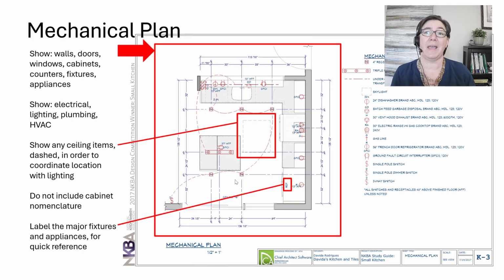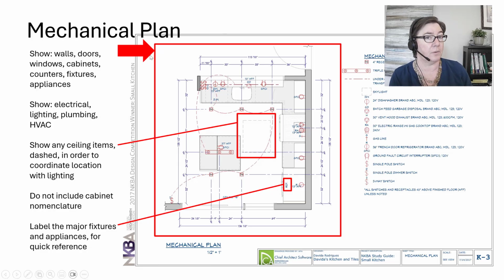Let's look at NKBA graphic standards for the mechanical plan. The mechanical plan is where NKBA shows all of the electrical, lighting, and mechanical information, which is plumbing and HVAC. If you are involved in larger projects, you might pull those sets of information onto different sheets. NKBA is typically working with a very small project, and therefore they put all of this information all on one sheet.